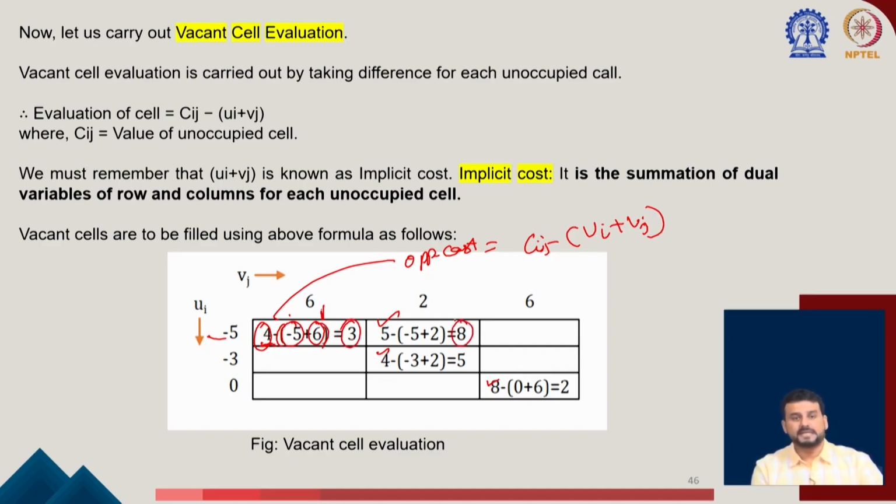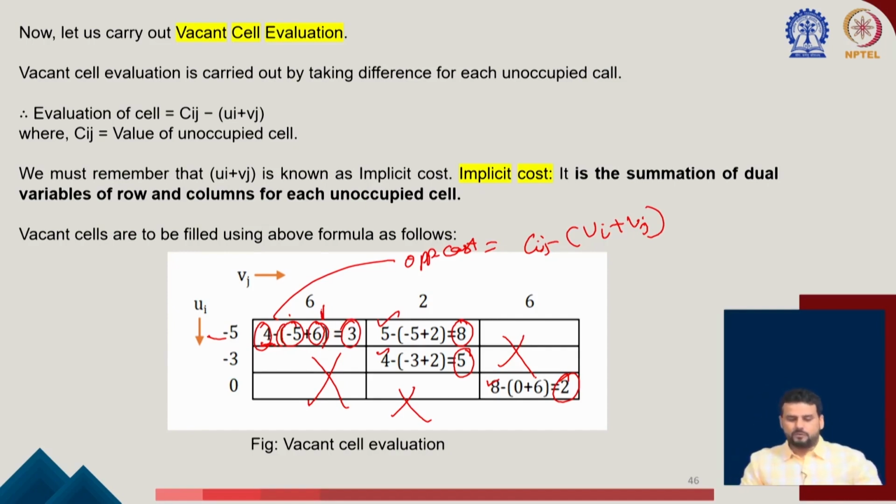Similarly we will find the opportunity cost for this cell, and similarly for this cell, right. So, all unoccupied cells. Why did we not calculate for these cells? Because these are already occupied. We are finding whether any new cell is available for allocation, where if we allocate there, the total cost can be further reduced, right.